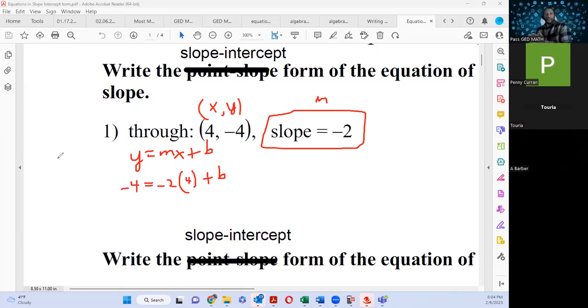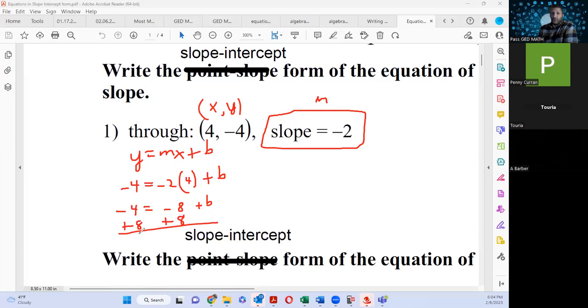Okay, so all we did was identify that we're given a point, identify that we're given a slope, understand that the variable used for slope is m. When we're given a point, we're given x and y. So all we did was substitute those values in. So we get -4 is equal to, what's -2 times 4? -8 plus b. In order to get b by itself, what must we do? We're going to add 8 to both sides.